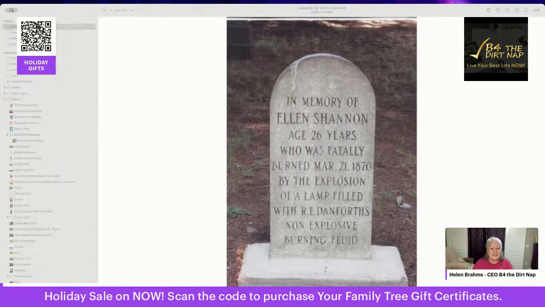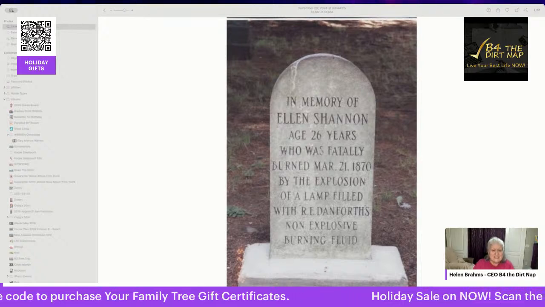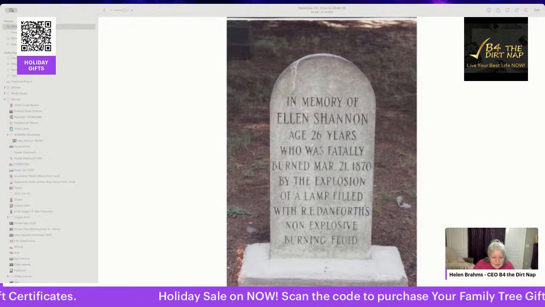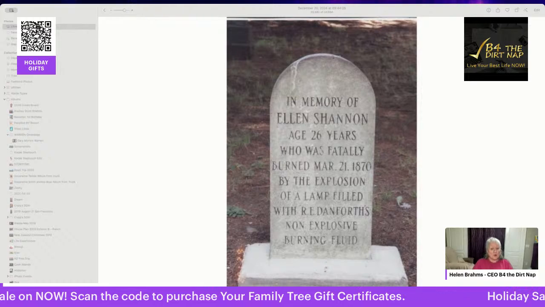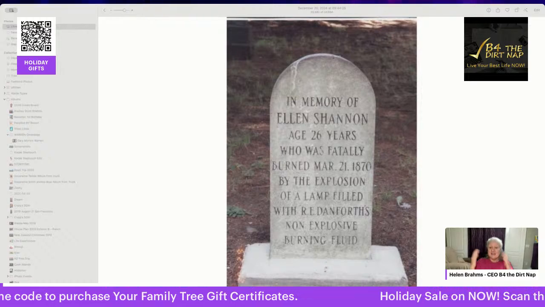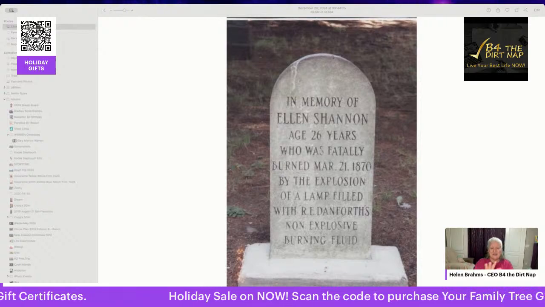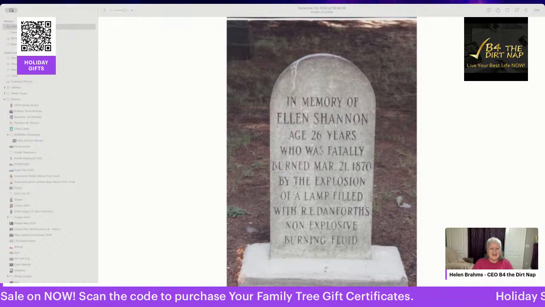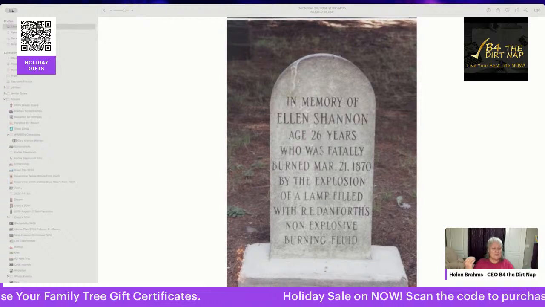In memory of Alan Shannon, aged 26 years, who was fatally burned March 21st, 1870 by the explosion of a lamp filled with R.E. Danforth's non-explosive burning fluid. That's written on her tombstone. So there is a living example right there of how some of these unusual deaths are recorded on tombstones.